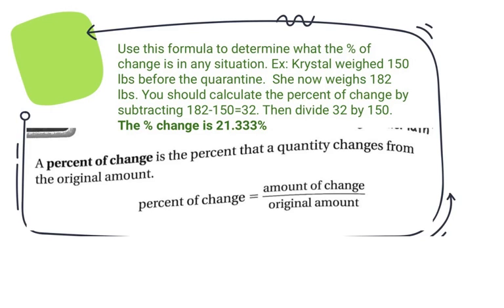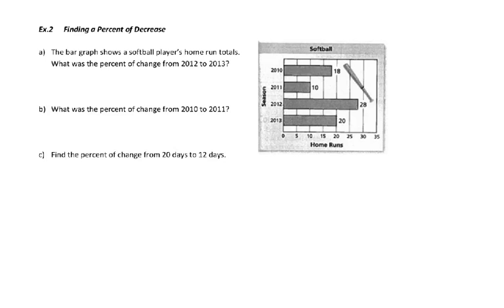Here we have an example of a percent change. It says use the formula to determine what percent of change is in this situation. So Crystal weighed 150 pounds before quarantine. She now weighs 182 pounds. So the change there is 182 minus 150, all divided by the original amount of 150. So when you pop that in your calculator, you're going to end up with 21.33% is what we have there. Okay, so that's percent of change.